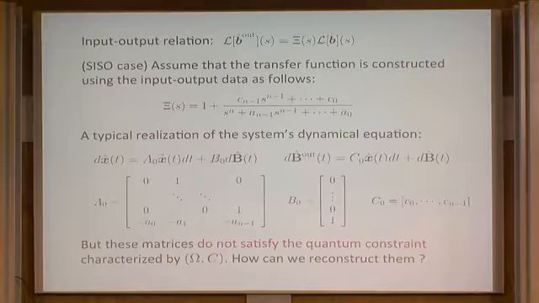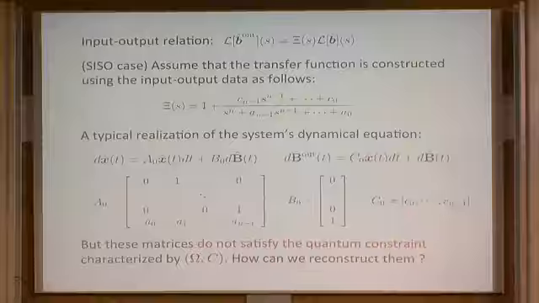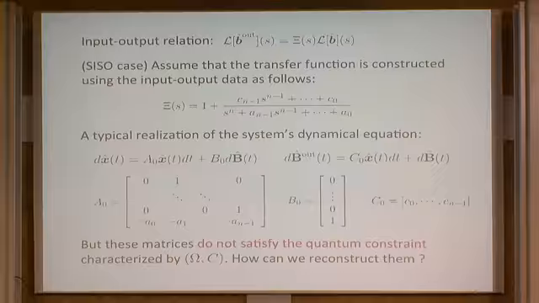This is very convenient, but these matrices do not satisfy the quantum constraint characterized by omega and C. For instance, this B should be minus C dagger if the quantum constraint is satisfied, but it's not true in this case. So the question is, how can we reconstruct omega and C from this specific choice of the matrices, which is available from the input and output data?